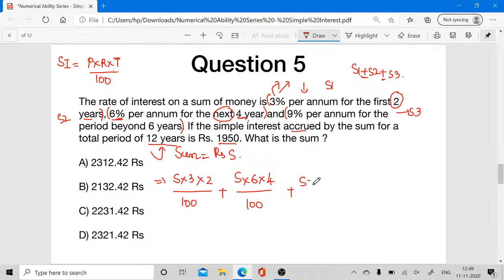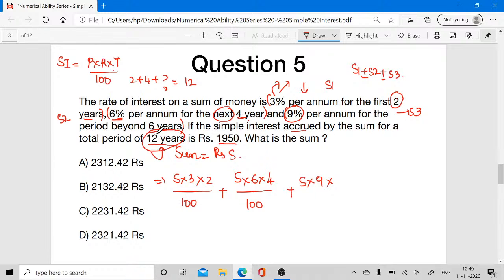The last one, S. Sorry, what is the rate? Rate is 9. Okay, beyond 6 years, right? So let us first calculate the number of years, right? So first 2 plus 4 plus how much is equal to 12, because what is the total period, baba?